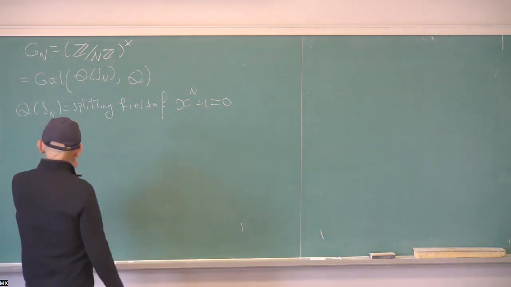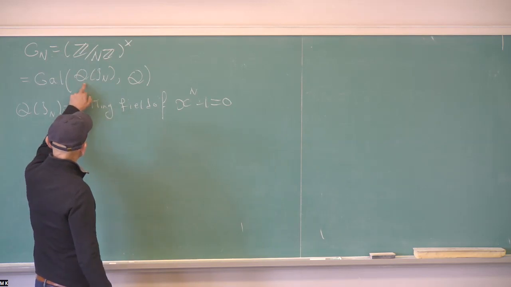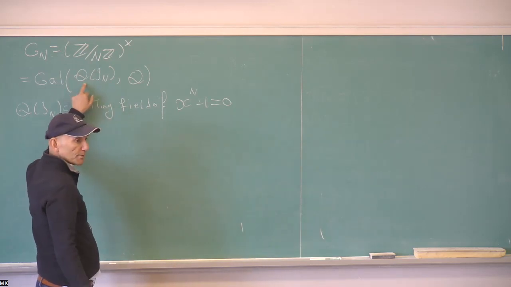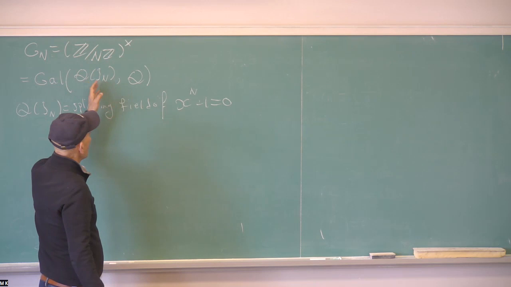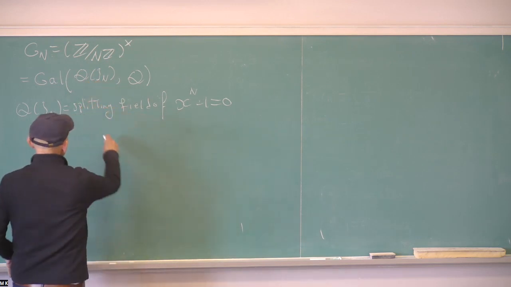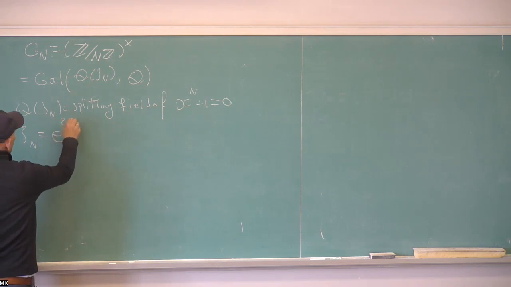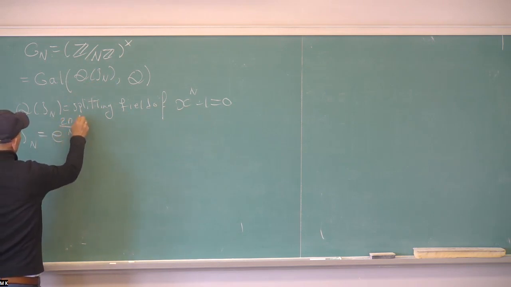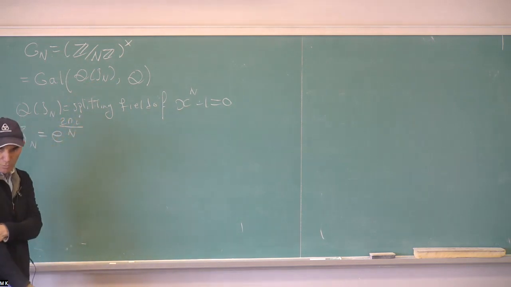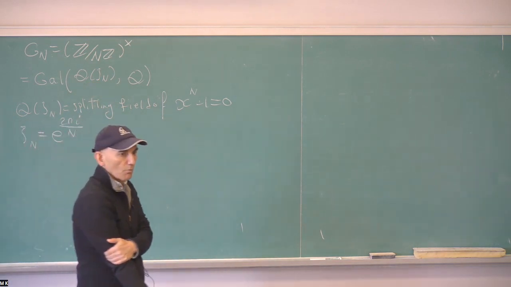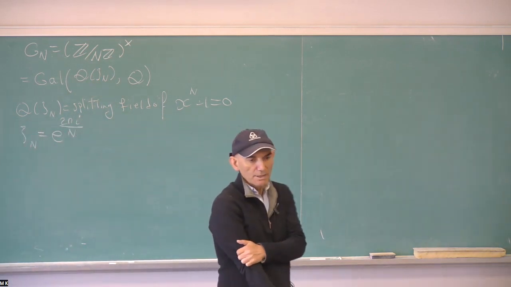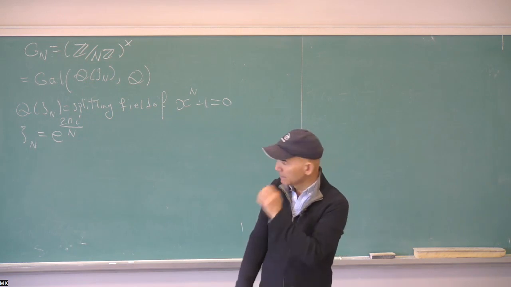So this is the smallest subfield of complex numbers that contains all the roots. Okay, so what is ζn, by the way? That's equal to e to the 2πi over n, for example. So why that's the case? Why this is the Galois group of these things?